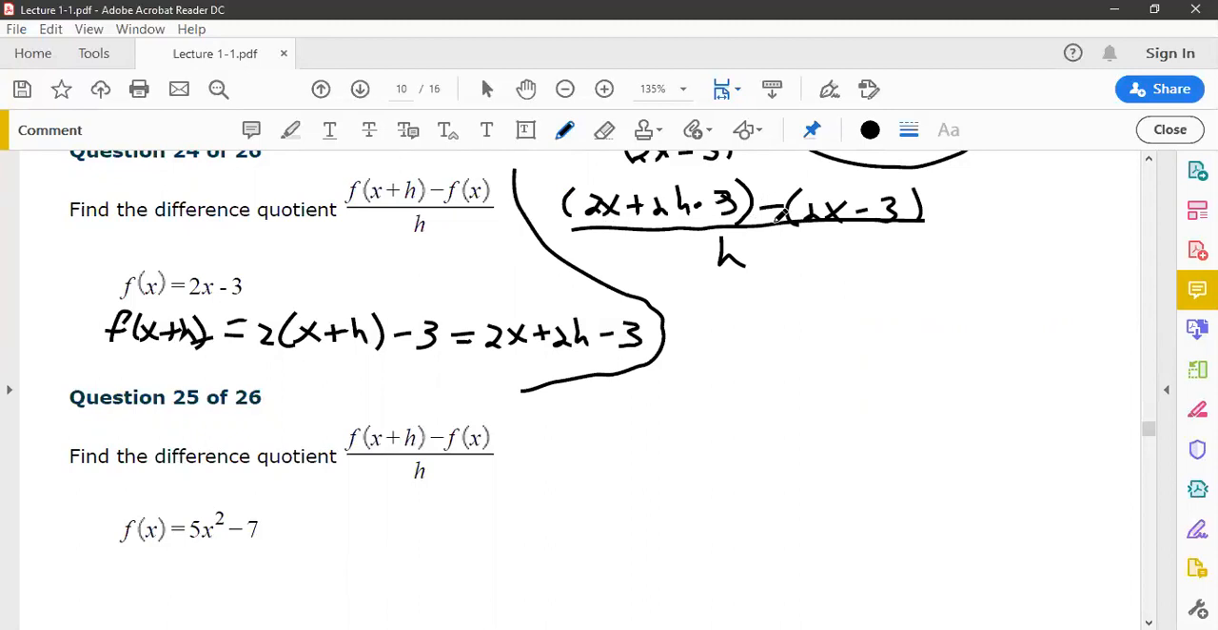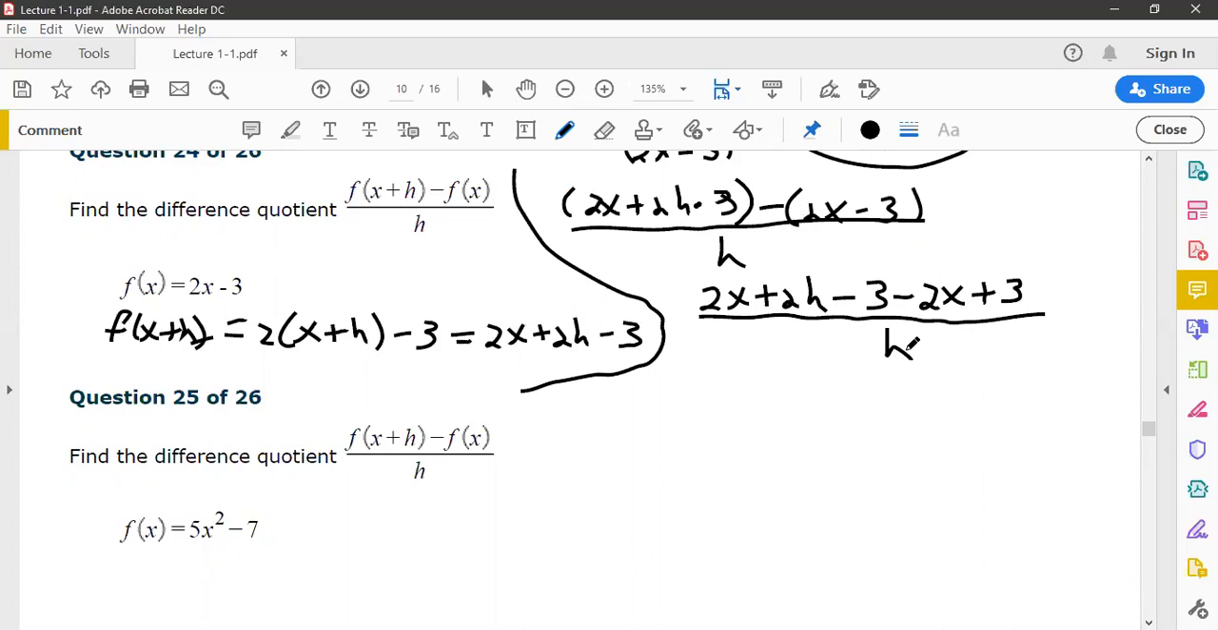So now I need to remove parentheses. So I have 2x plus 2h minus 3. Keep in mind that minus is going to change both values in parentheses. So this becomes negative 2x plus 3, over h.